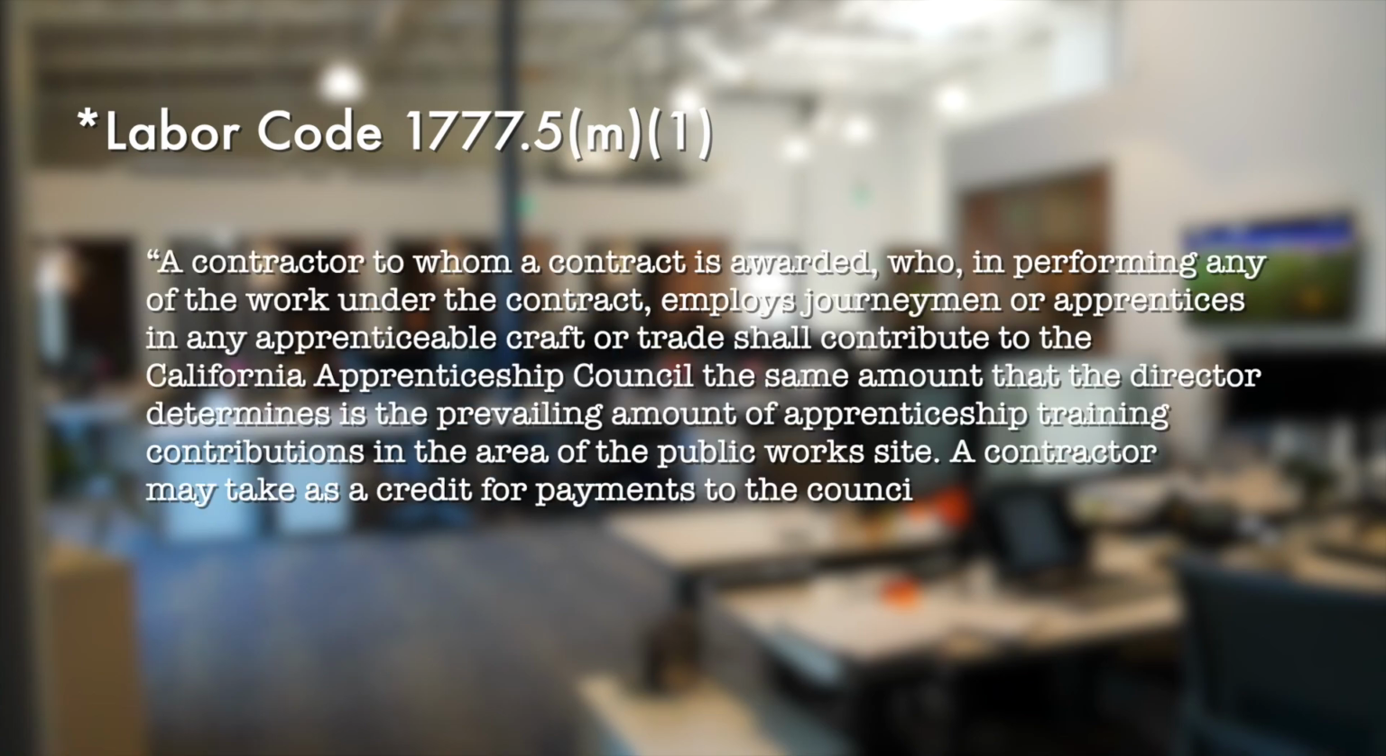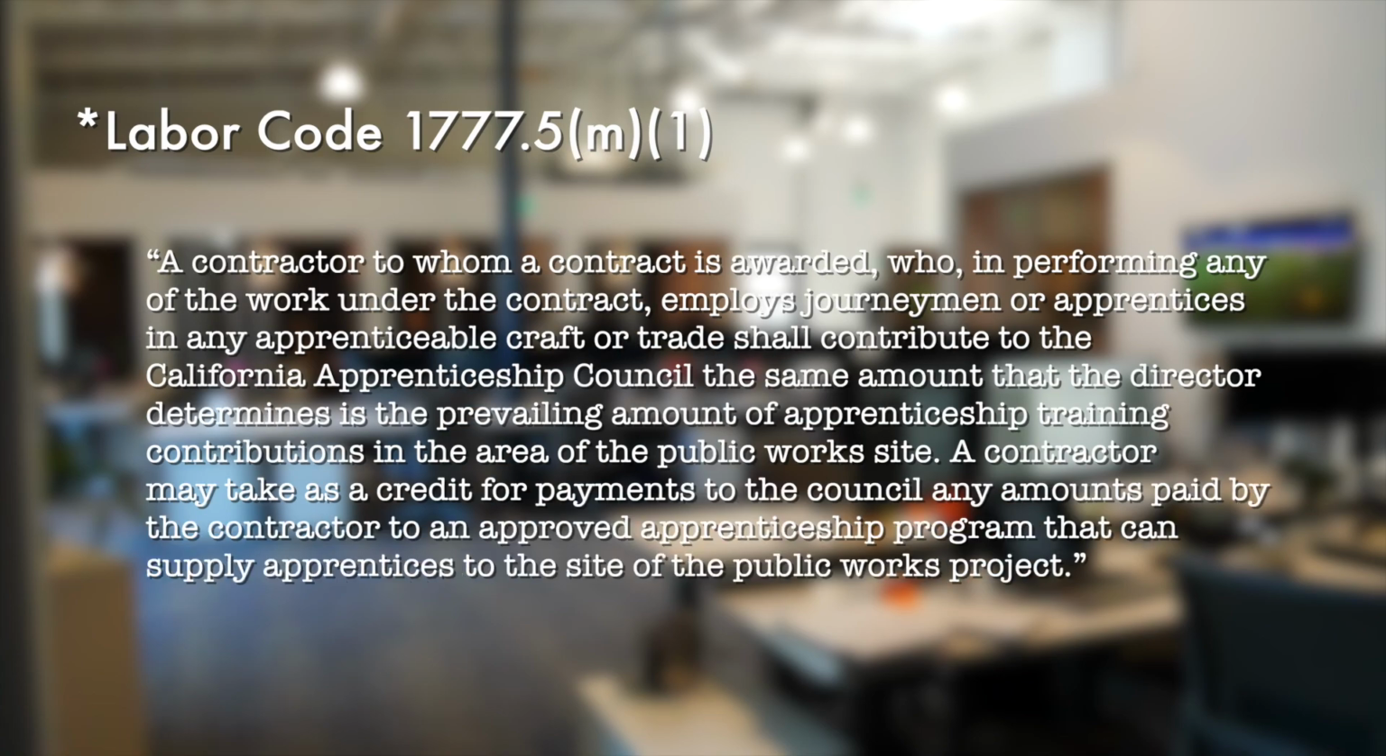Labor Code 1777.5, subsection (m)(1), states that a contractor to whom a contract is awarded, who, in performing any of the work under the contract, employs journeymen or apprentices in any apprenticeable craft or trade shall contribute to the California Apprenticeship Council the same amount that the director determines is the prevailing amount of apprenticeship training contributions in the area of the public works site. A contractor may take as a credit for payments to the council any amounts paid by the contractor to an approved apprenticeship program that can supply apprentices to the site of the public works project.